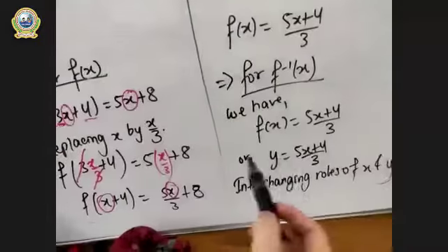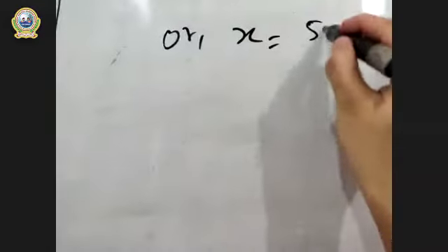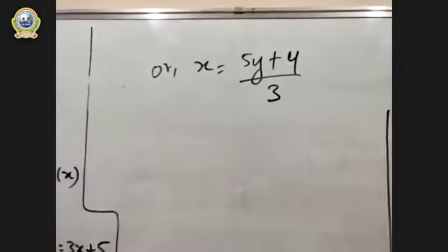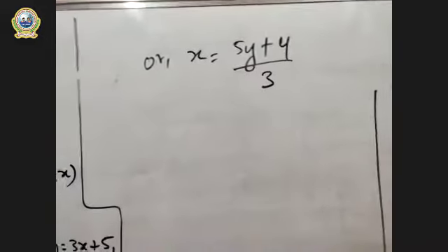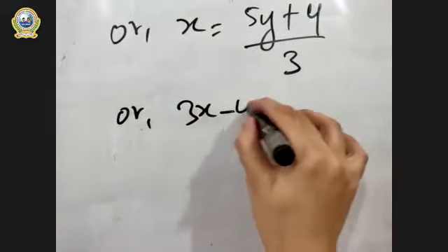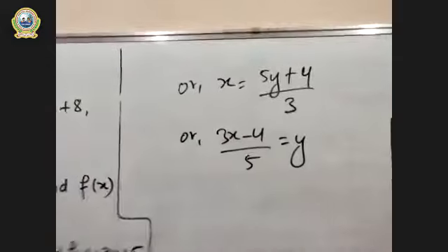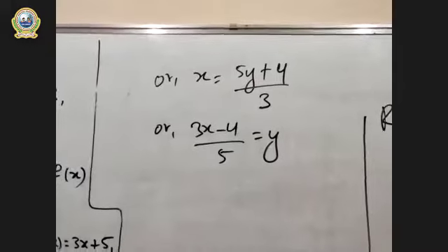Now, the next step will be interchanging roles of x and y, right? Now it will be x is equal to (5y plus 4) by 3, right? This will be our interchanged form. Now our next step will be making y alone, right? So this will look as (3x minus 4) by 5 is equal to y. Are you clear? I think this is clear, right? Because we have already done this calculating inverse method very repeatedly, right? So I think you are clear now.